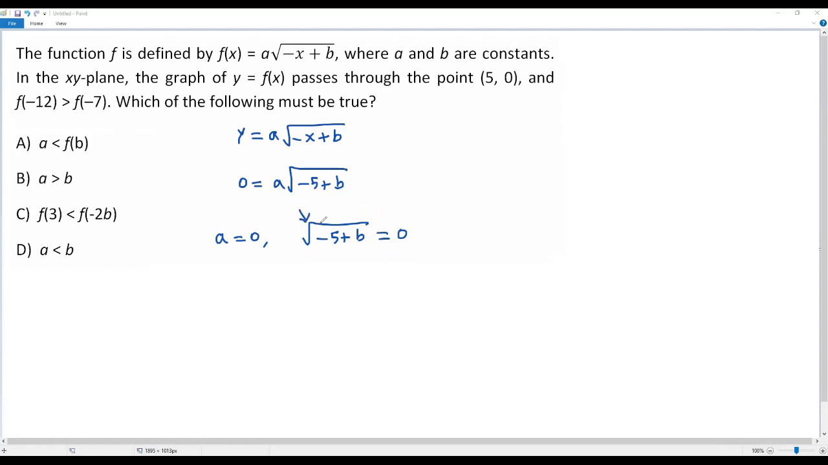First we have to get rid of the square root. Let me square both sides. Here the square root and square will cancel out. I am getting negative 5 plus b equals 0 squared, which is 0.